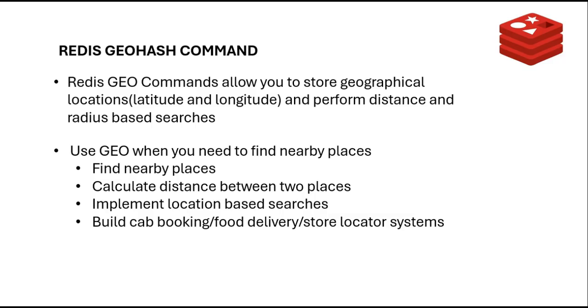So let's learn about Redis geohash command. Redis geo commands allow you to store the geographical location, which is nothing but the latitude and longitude, and perform distance and radius based searches. So these are some of the use cases when we need to use the geo commands. When you want to find the nearby places, when you want to calculate the distance between two places, and when you want to implement location based searches. And when you are trying to build apps like cab booking apps, food delivery, or store locator systems.